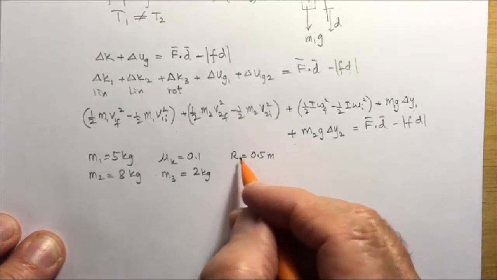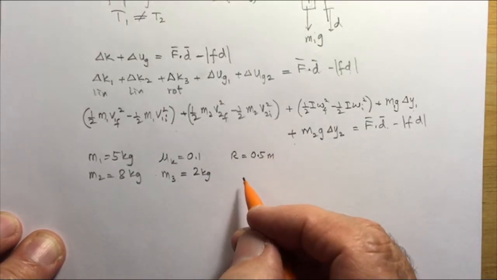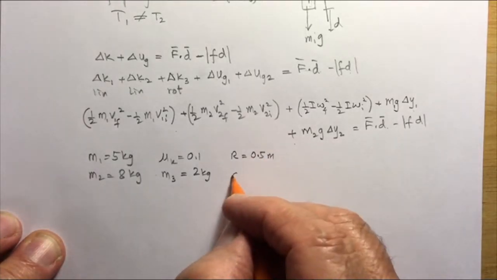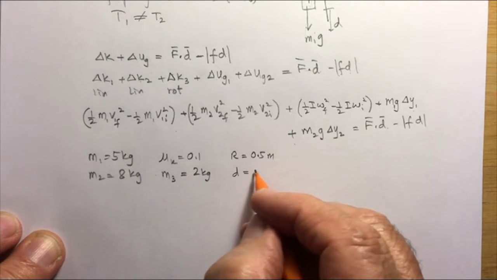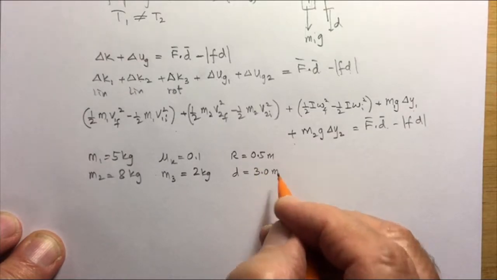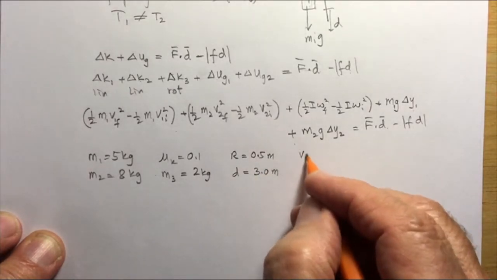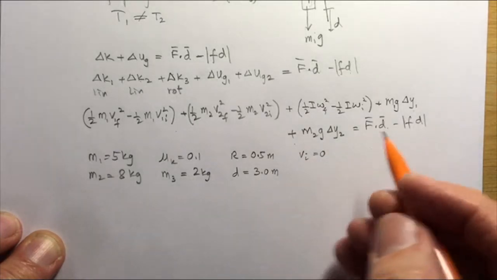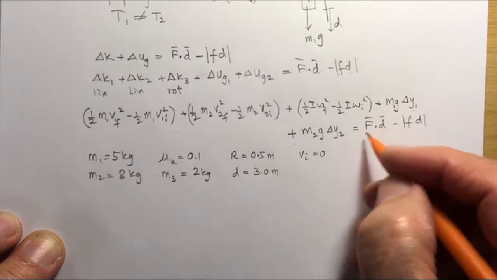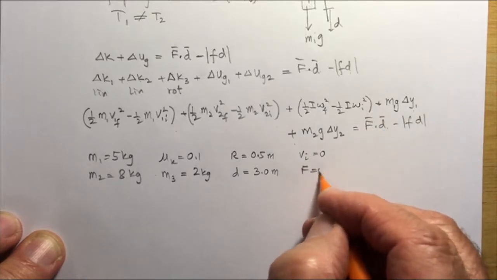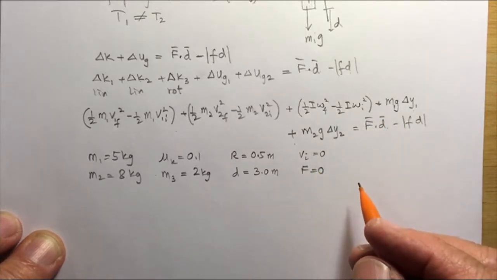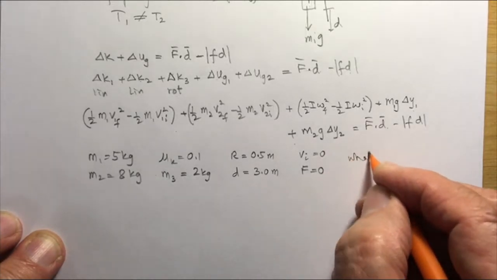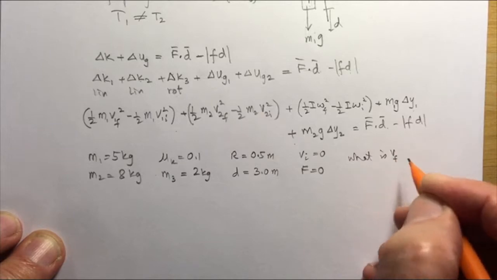If we take smaller values, then this moment of inertia becomes extremely small, and we like to see more results. The d, the distance that it moves, is 3.0 meters. The initial speeds are all 0, so we're starting from rest, and we'll just ignore this f. So let's just say f is 0, to make it a slightly simpler problem. And the question is, what is v final?